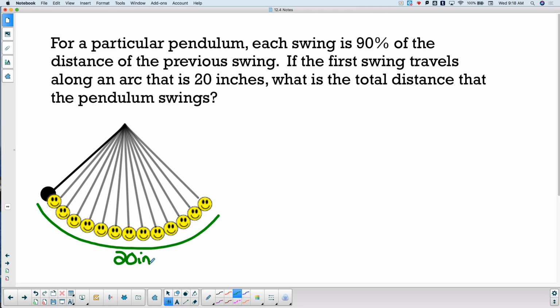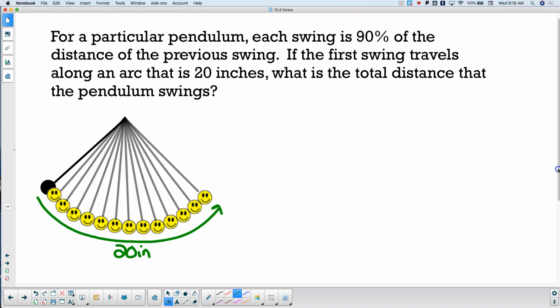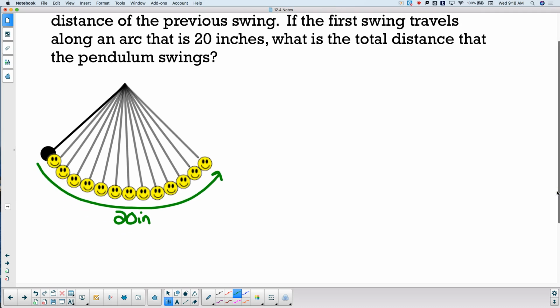So that was going this way. Then it's going to come back now. But how far is it going to go coming back? Is it going to come all 20 inches back? Nope, because a swing is one way. It's not like a bounce problem where it's going to bounce up and back down. So how far does it come back? 18 inches.